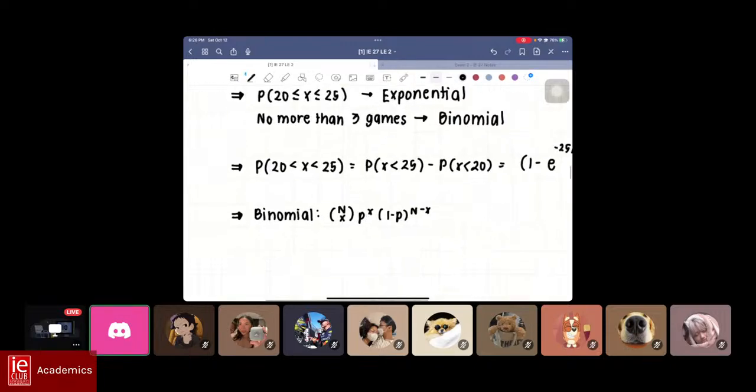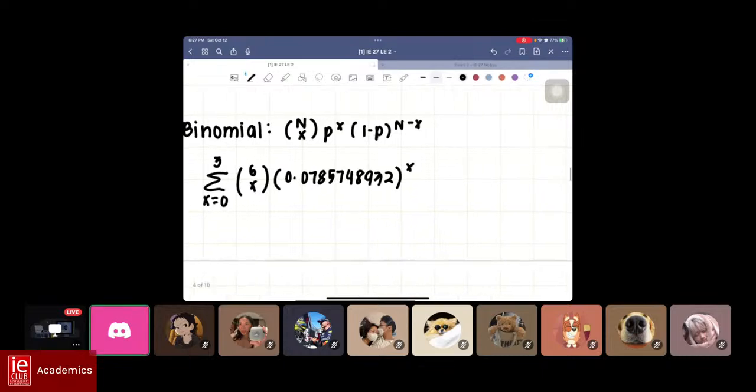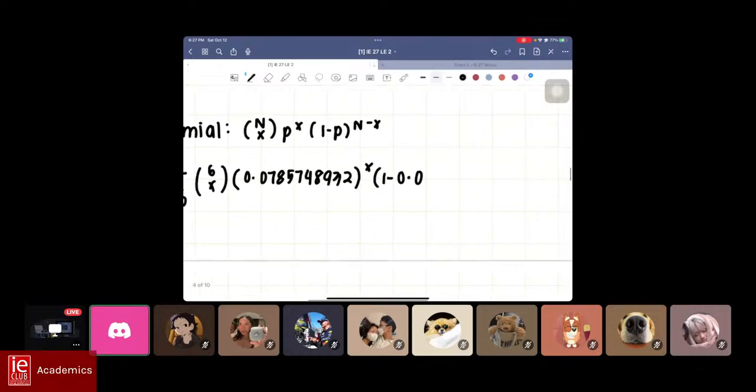And then going back to the formula of binomial distribution, to get the probability, we use n choose x times p raised to x times 1 minus p raised to n minus x. Since we want na no more than 3 games lasted for more than 20 minutes but did not exceed 25 minutes, we have to use the summation. So summation from x equals 0 to 3. And then your n would be 6 because there's 6 games in total. So it'll be 6 choose x times your p, which is 0.078574893 raised to x. And then 1 minus p naman raised to 6 minus x.